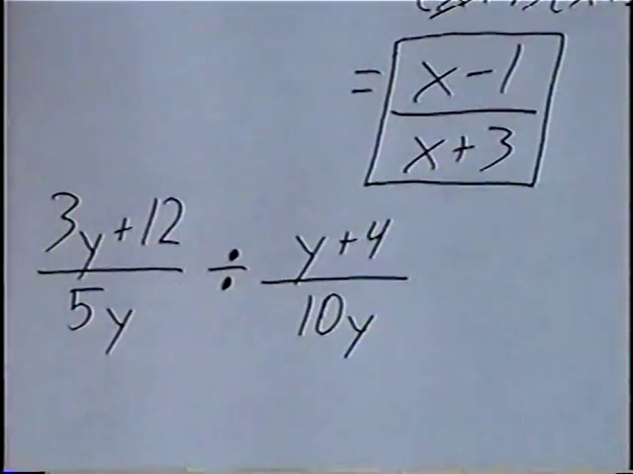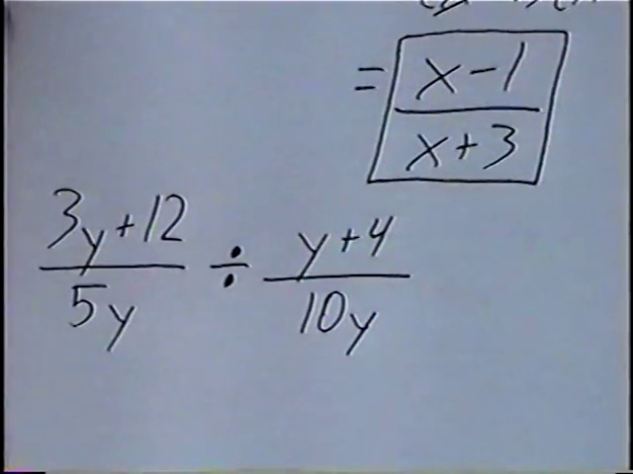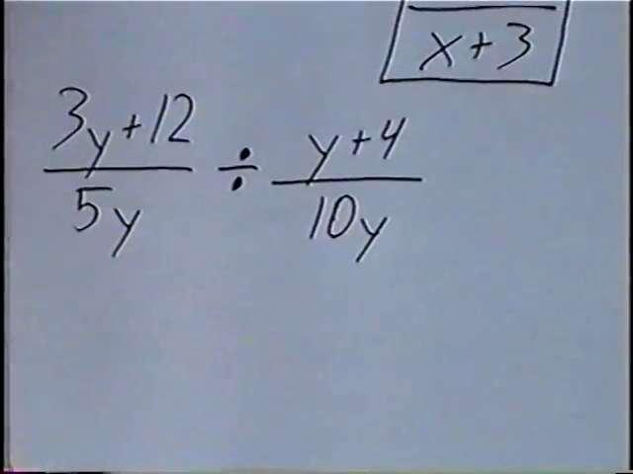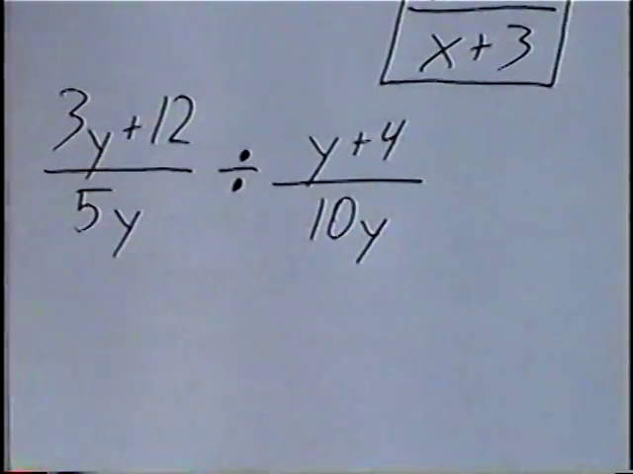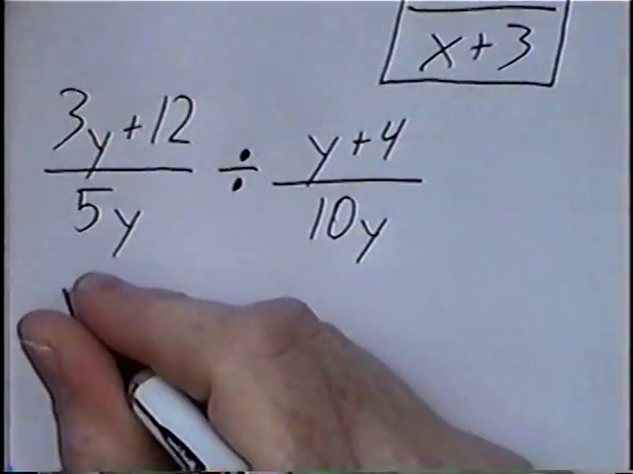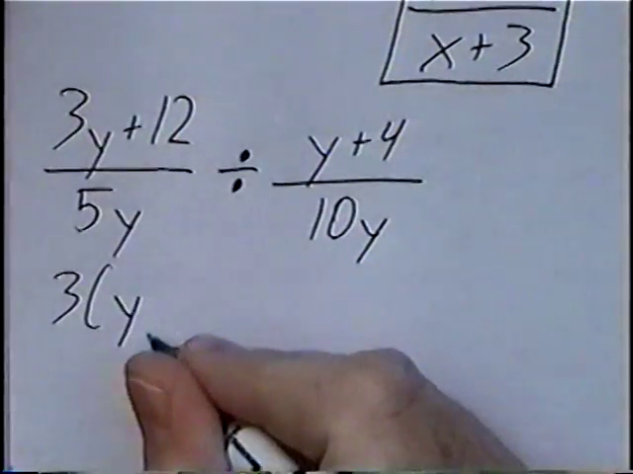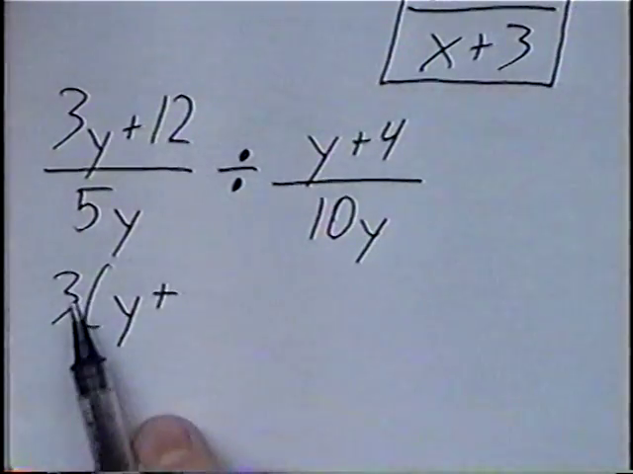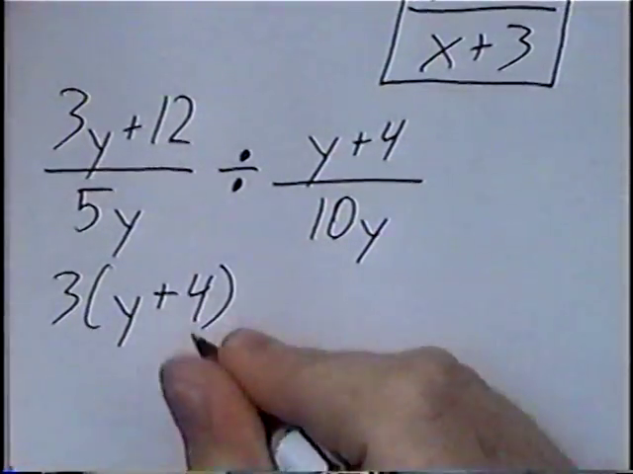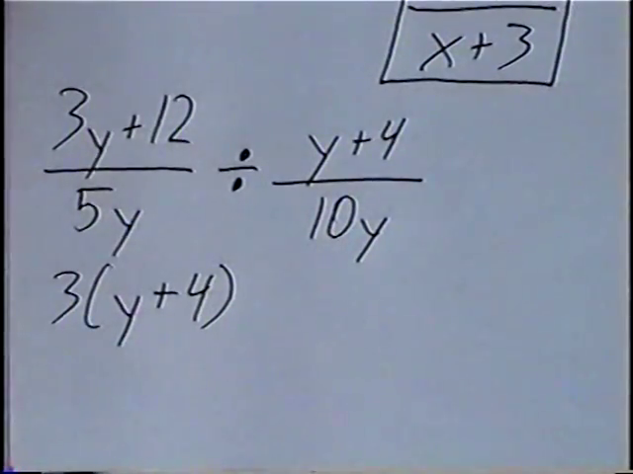Again, the first step, we have a fraction divided by a fraction. We can rewrite the question. When rewriting, we want to factor when possible. We have 3y plus 12. If we factor that, we take a 3 out of each. Dividing by 3, we'll be left with y. And 12 divided by 3, we'll have 4. So 3y plus 12 factors to 3 times y plus 4.